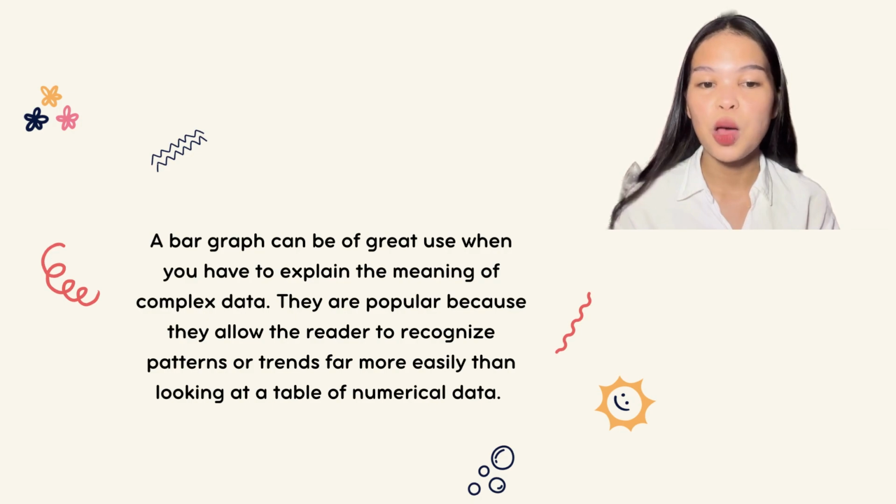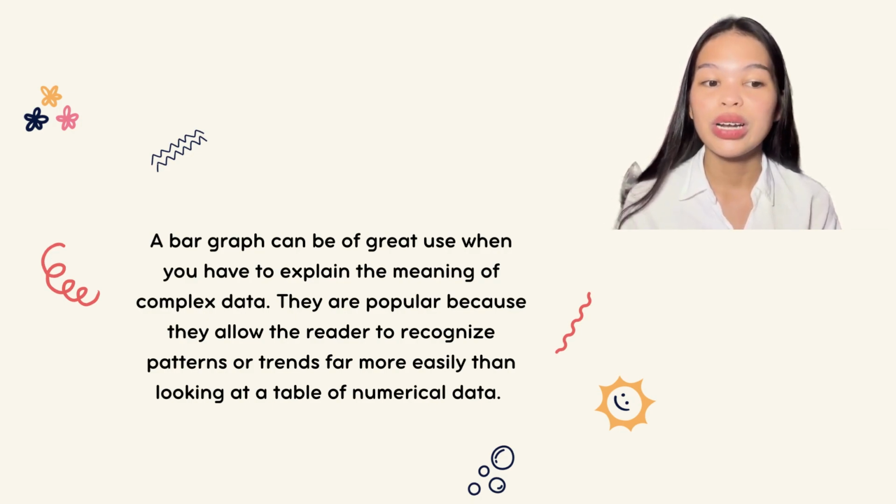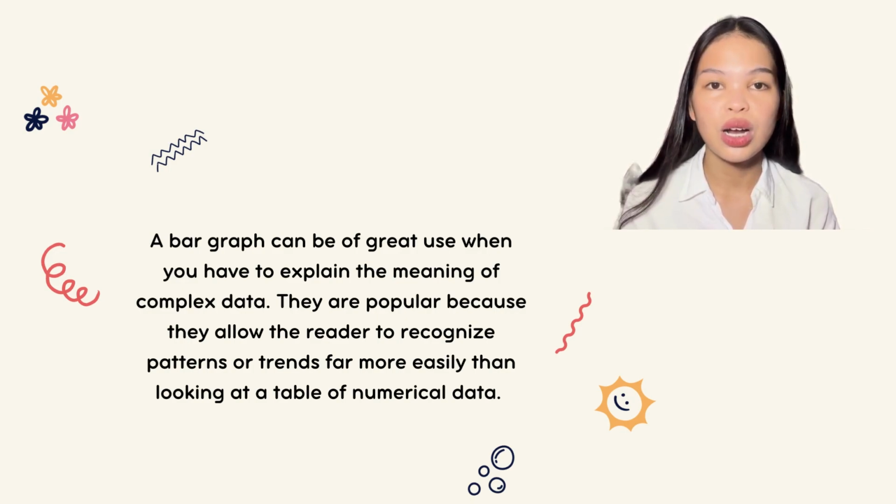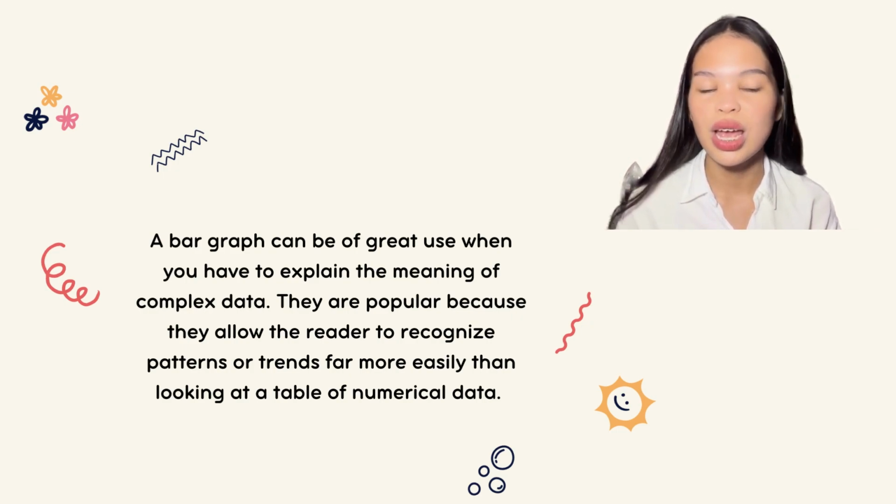It instantly demonstrates this relationship using two axes, where the categories are on one axis and the various values are on the other. A bar graph can also illustrate important changes in data throughout a period of time. They are popular because they allow the reader to recognize patterns or trends far more easily than looking at a table of numerical data.